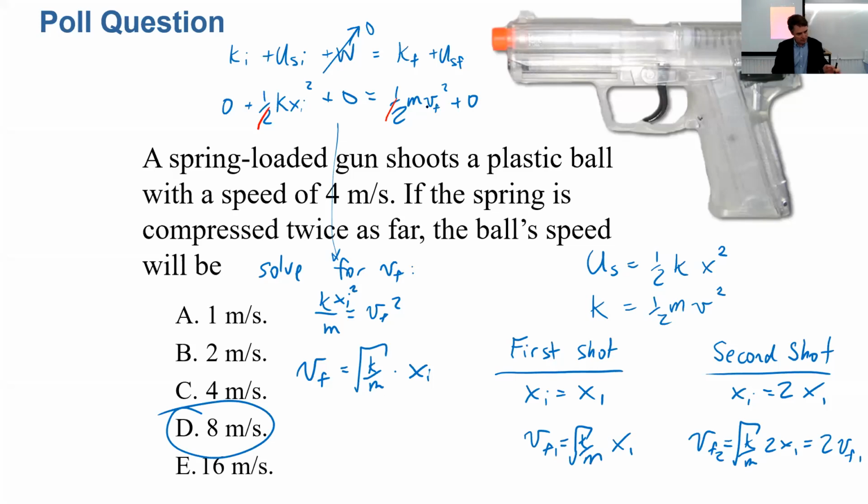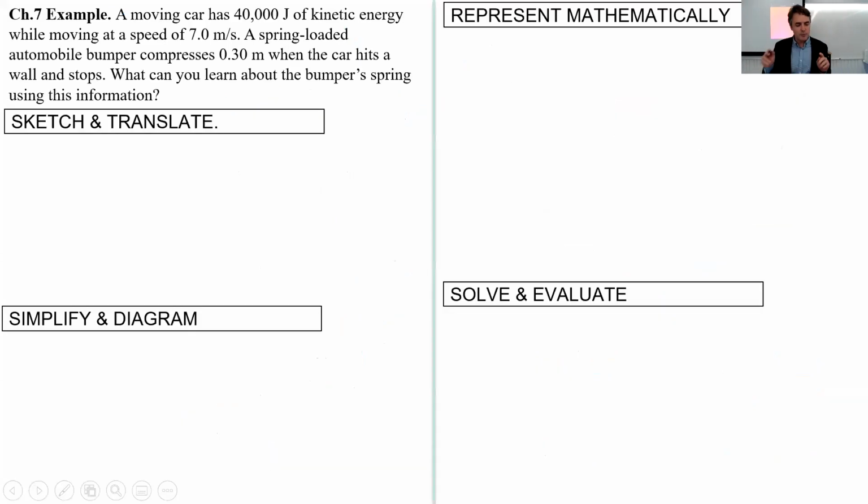And let me just check my time to make sure I'm good. I want to do, you know what I want to do is an actual example. A moving car has 440,000 joules of kinetic energy while moving at a speed of 7 meters per second. A spring-loaded automobile bumper compresses 0.3 meters when the car hits a wall and stops. What can you learn about the bumper's spring using this information?